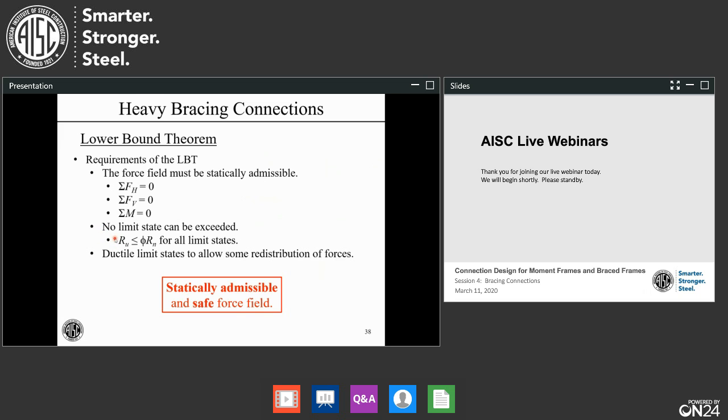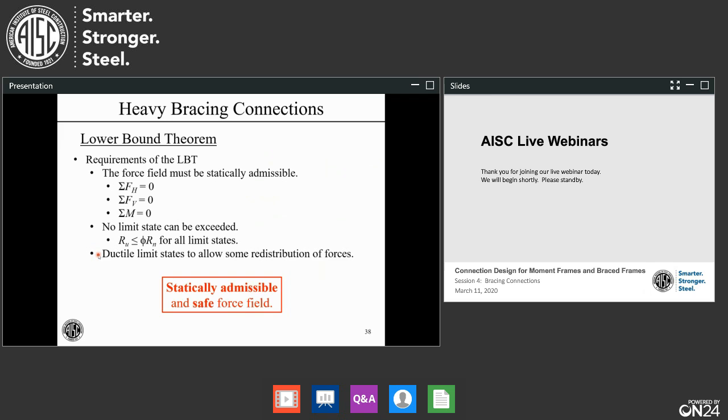So we've proved this by R sub u can't exceed phi R sub n for any of the limit states in the connection. So what we're looking for here is a statically admissible and safe force field, or combination of these 6 forces on the gusset plate.